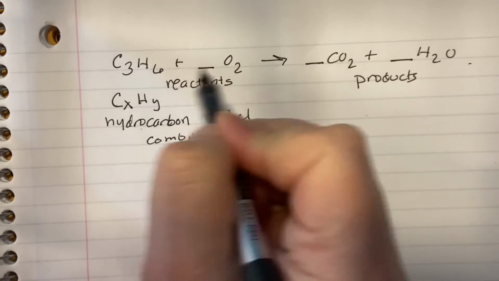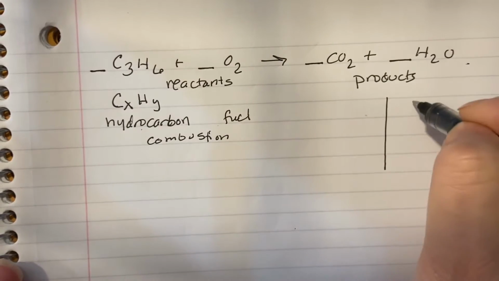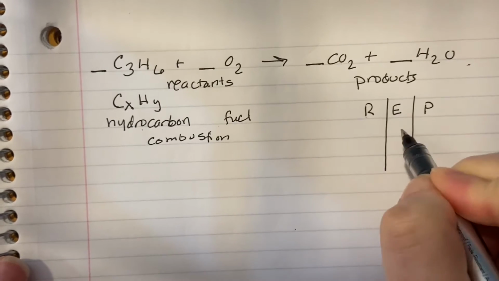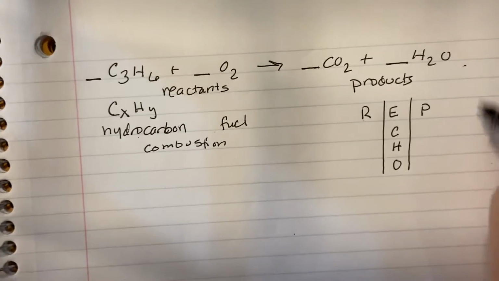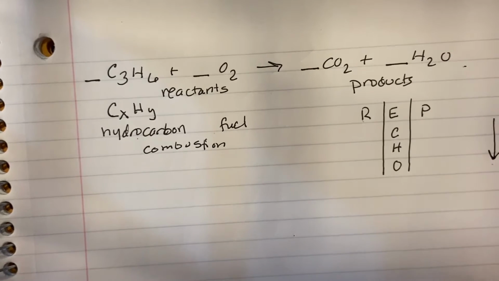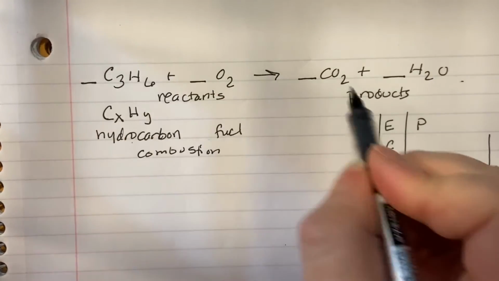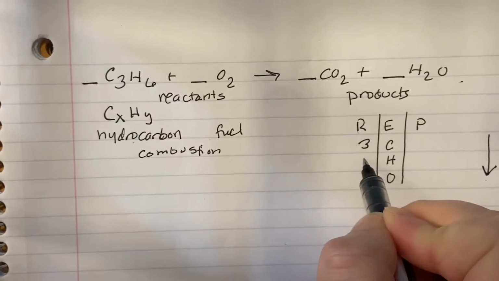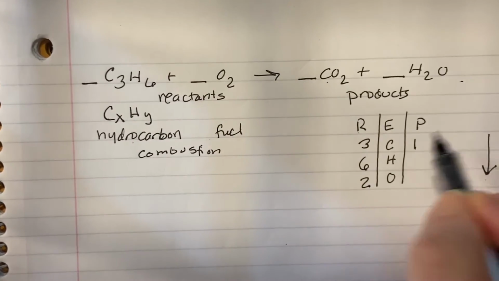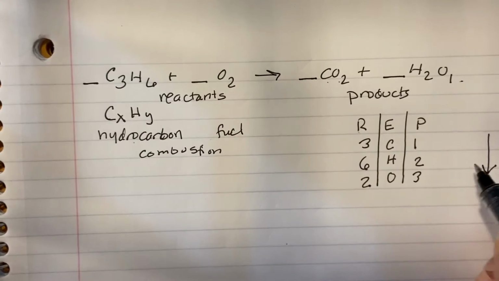Okay, so I'm going to add my little numbers here. I'm going to make my chart: reactants, elements, products, and I'm going to fill in CHO. Combustion is always CHO, with balancing the C first, then the H, then the O. 3 C's, 6 H's, 2 O's, 1 C, 2 H's, 2 plus 1, 3 O's.